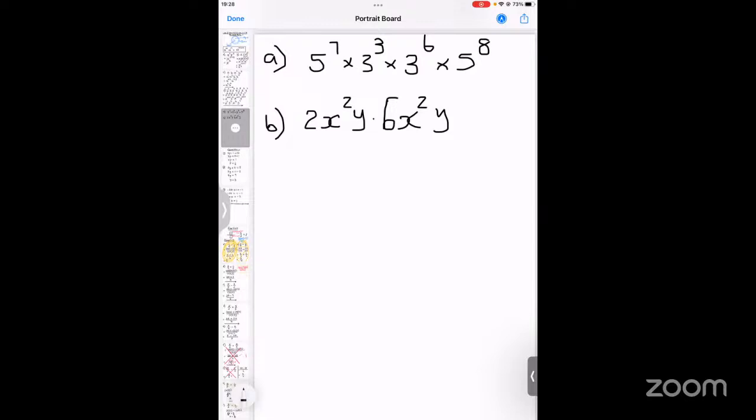Okay, let's see what you've done. Okay, photo for problem B came through. Maybe let's start with that first one and see. So we have 5 to the 7, 3 to the that, 3 to the that, 5 to the that. Grouping them together, that and that, that and that. Yes, that is correct.